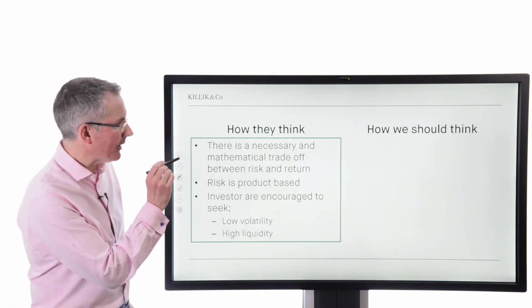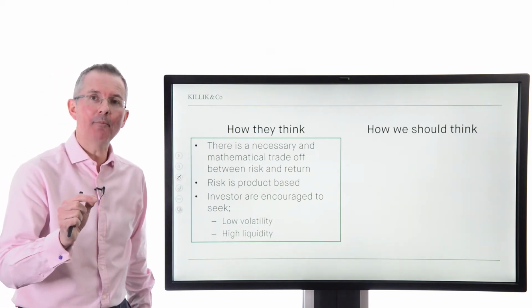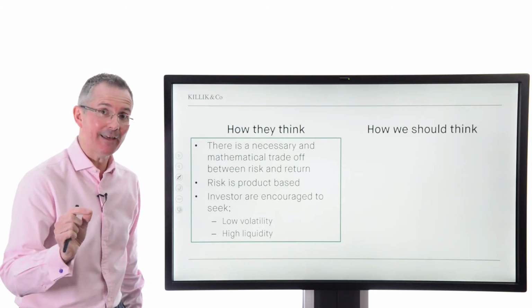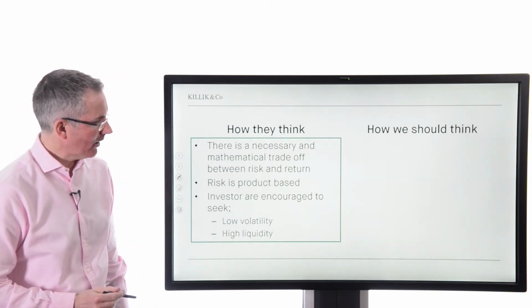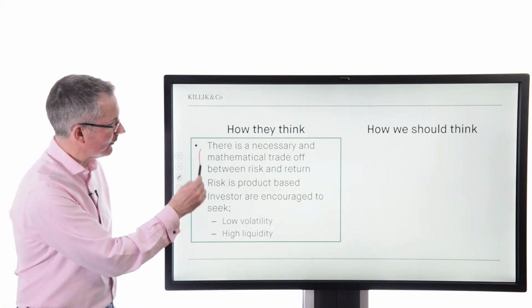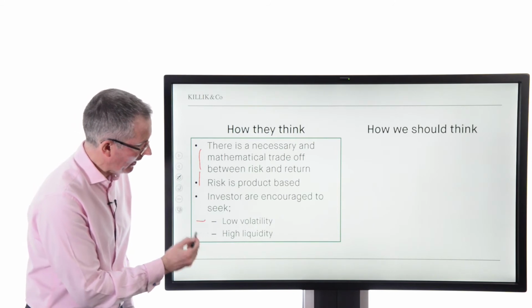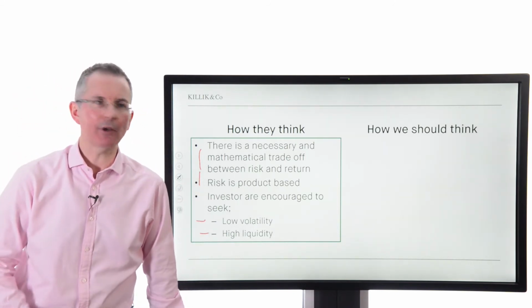There's a necessary and mathematical trade-off between risk and return. Yes, okay, that's classic market theory, if you like. Risk is product-based. Is it, though? That's a good question. And investors are encouraged to therefore seek low volatility, high liquidity. So the logic of that is that retail investors should go for low volatility products and high liquidity. And that will suit them very well. That will keep them out of trouble, if you like.